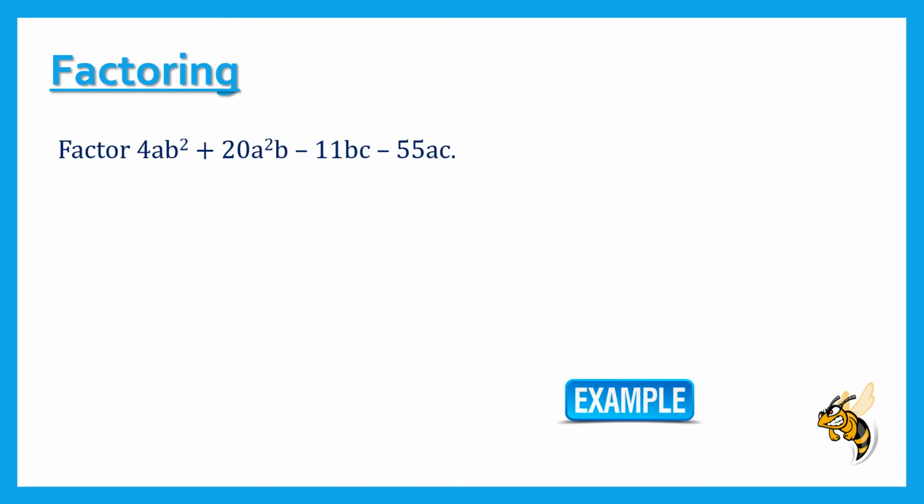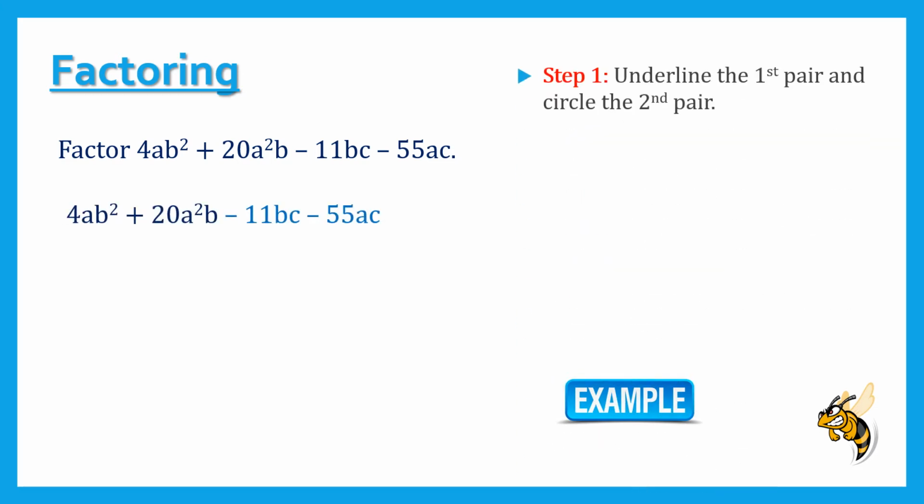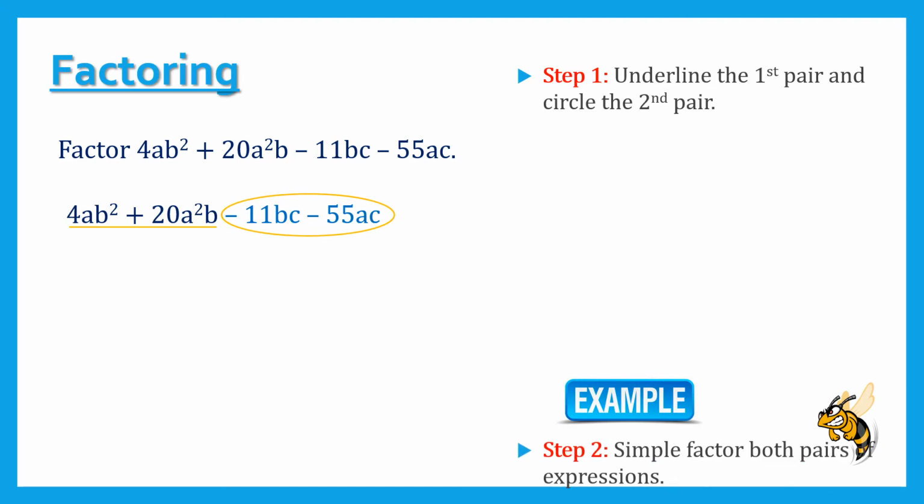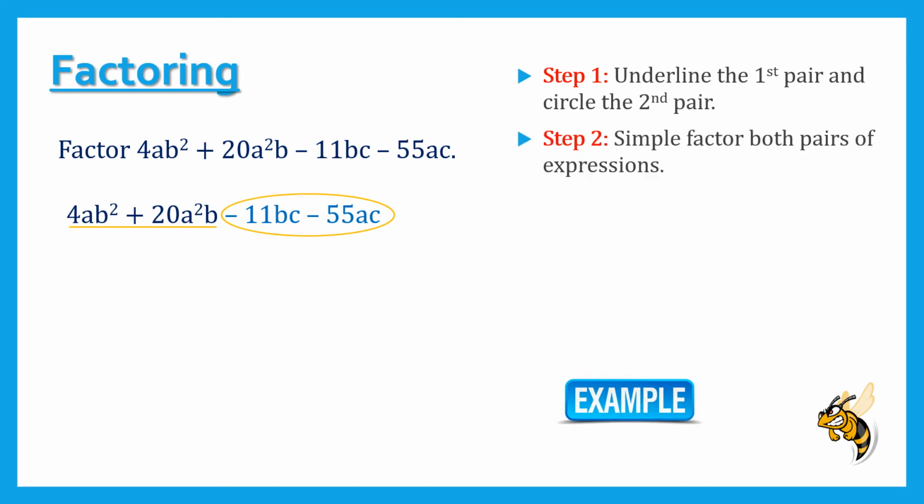Example, factor 4ab squared plus 20a squared b minus 11bc minus 55ac. The first thing we want to do is to underline the first pair and then circle the second pair. We need to simple factor both sets of pairs. So first I'm going to analyze the 4 and the 20, and I realize that 4 is the greatest factor for both 4 and 20. So I'm going to simple factor using the 4.